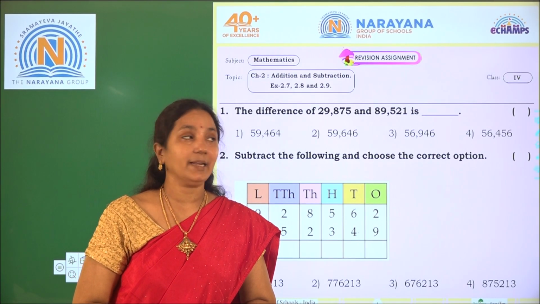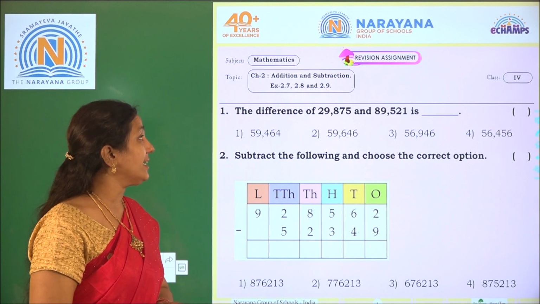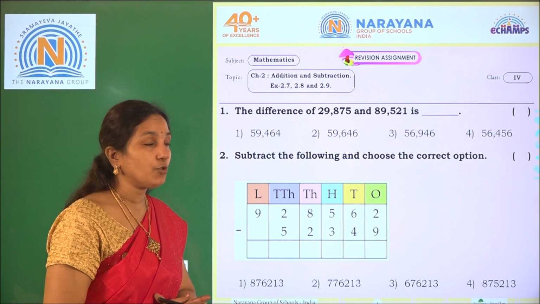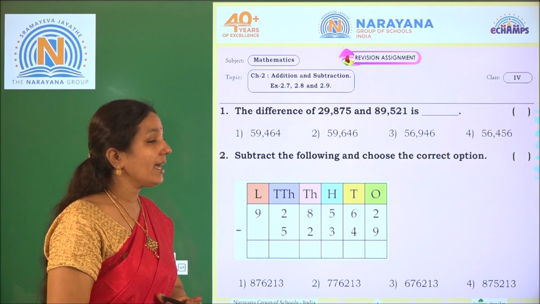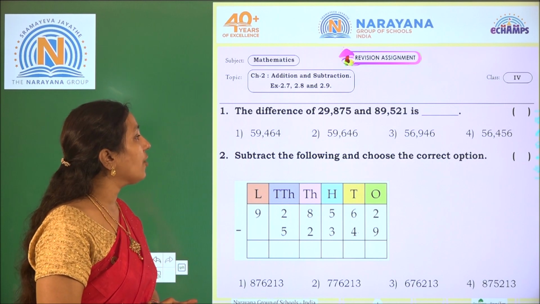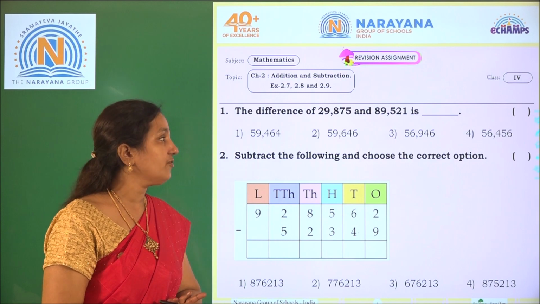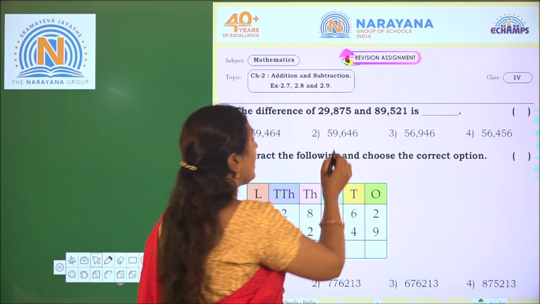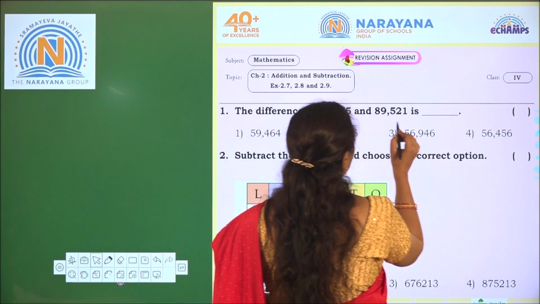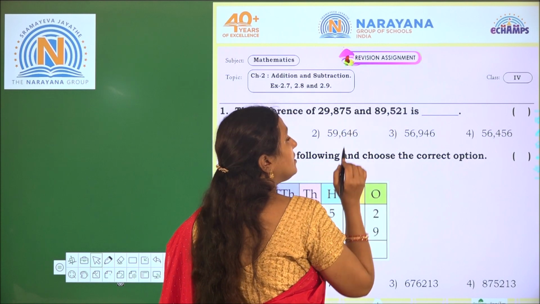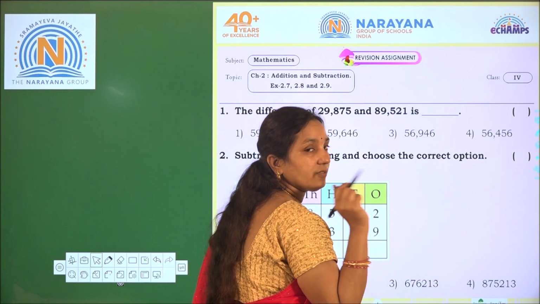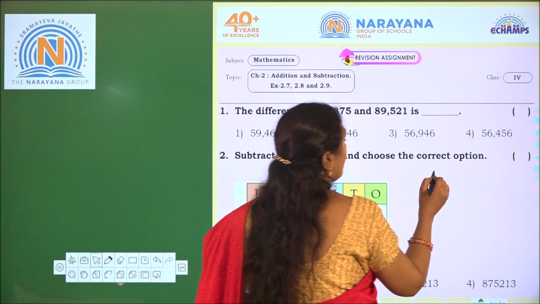Today our revision assignment is Chapter 2, Addition and Subtraction, Exercise 2.7, 2.8 and 2.9. The difference of 29,875 and 89,521 is. So we have to find the difference of the given numbers, which is the greater one. So from the following, always we have to take the greatest number.